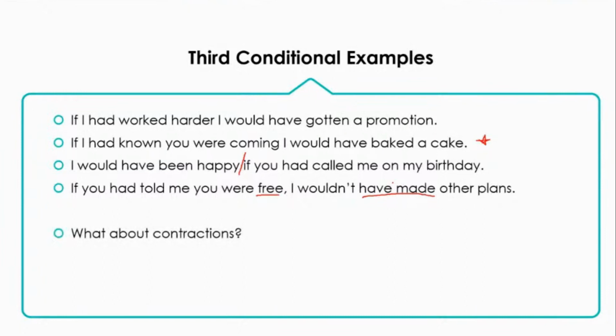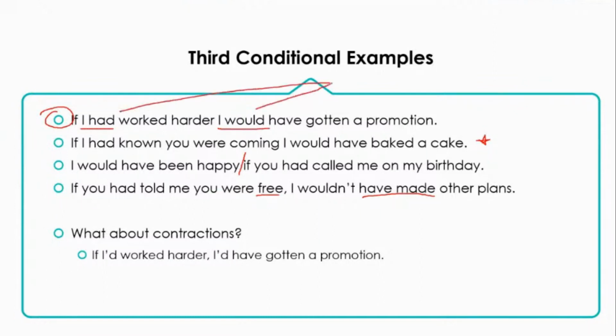So, what about contractions? So if we look at our first sentence here, if I had worked harder, I would have gotten a promotion. So I had and I would they both have the same contraction, I'd. So it can be a little confusing to read. So with contractions, if I'd worked harder, I'd have gotten a promotion. One key trick here to know, does this mean would or had?